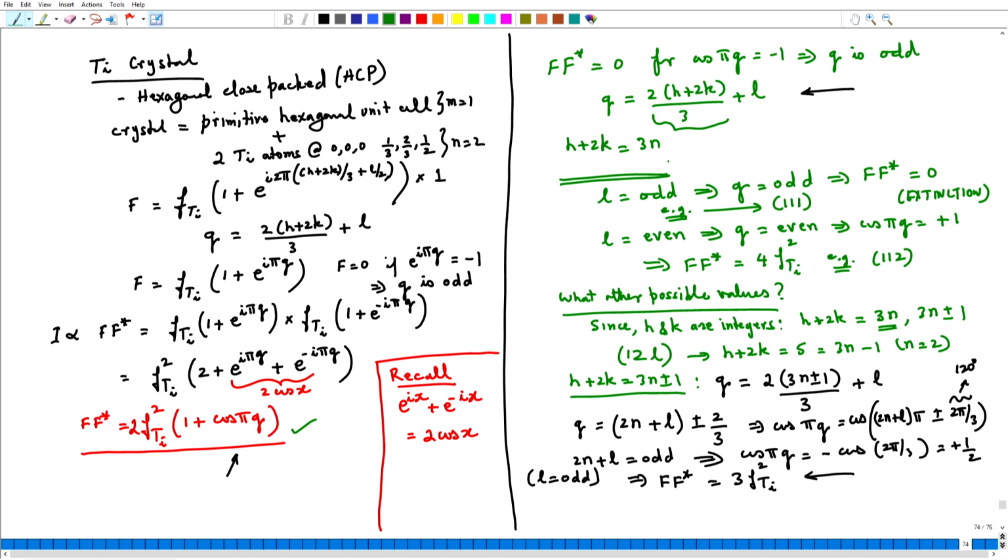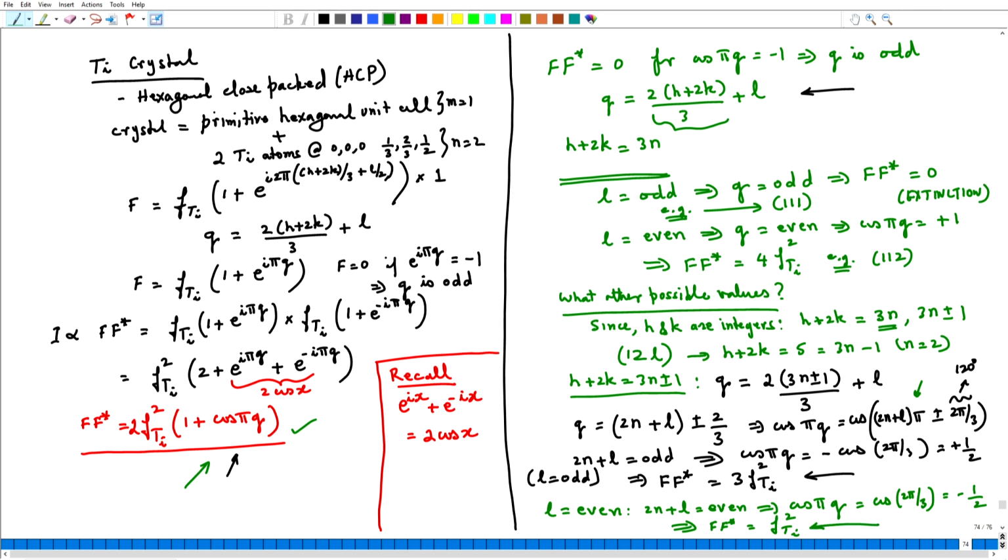When h plus 2k is an even multiple of 3, then I will get this to be an even number, h plus 2k upon 3 into 2. Now consider when L is even here, then what happens to 2n plus L? Well, 2n is always even, so L is even, so this is even. This implies that cos of pi q is simply cos of 2 pi by 3, coming from out here, and this gives me minus half, and hence I substitute this cos pi q as minus half in this equation, and I will get f star as simply f T I square.